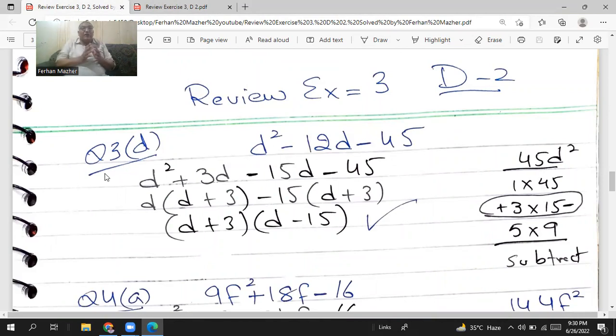So from the first two terms, you can see the d is common. So you will have d bracket d plus 3 bracket close. And from the last two terms, minus 15 is common. So inside the bracket, you will have d plus 3. Now from this term and from this term, the bracket d plus 3 is common, so we will take it common, and from here you will have d, and from here you will have minus 15. So this is how you will do question number 3 and D part.